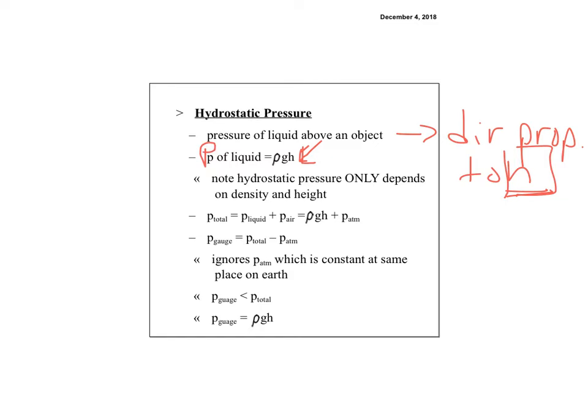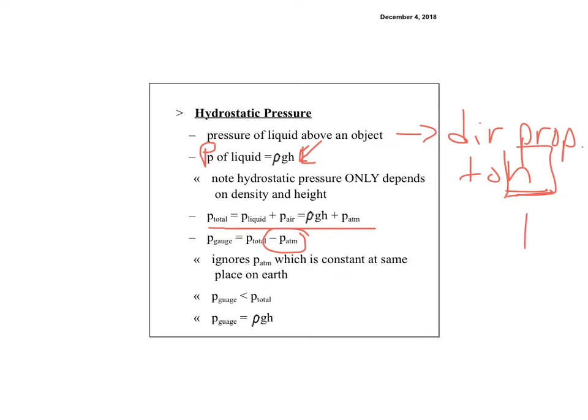And you can add it. It's additive. So if you see here, the P total is the P of the liquid plus the P of the air, so it's rho g h plus P atmosphere. Gauge pressure, on the other hand, you take out the atmospheric pressure, so it's a little bit less. So P gauge is always less than P total, and P gauge is the one that's just rho g h. So you always have to read the problem carefully, because I know I mess that up all the time. So once you think you've got it, read it again, make sure you've got it right.